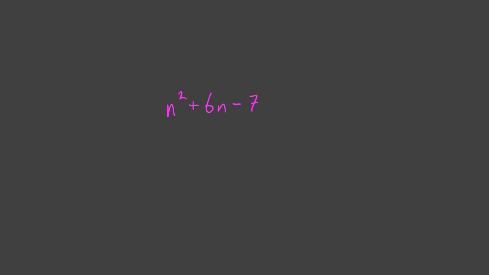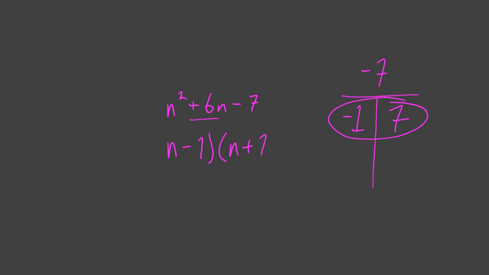n squared plus 6n minus 7. So we're multiplying to negative 7. 1 and 7. Okay. We know it multiplies to a negative, so 1 or 7 has to be negative. It doesn't matter which. But in this case, we have to add to positive 6. So it has to be a positive 7 and negative 1. So we have n minus 1, n plus 7. We are done.